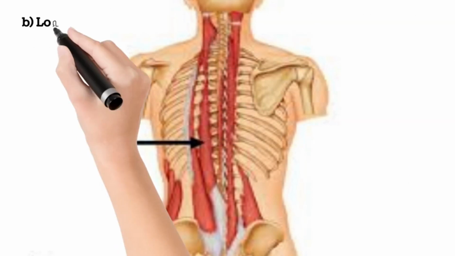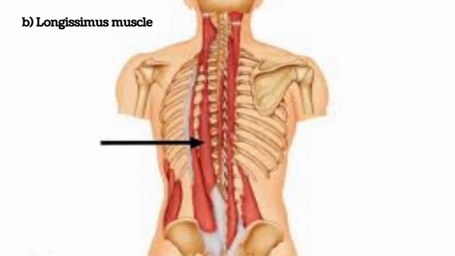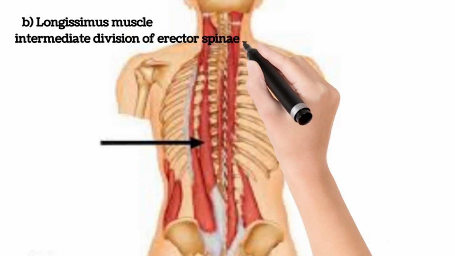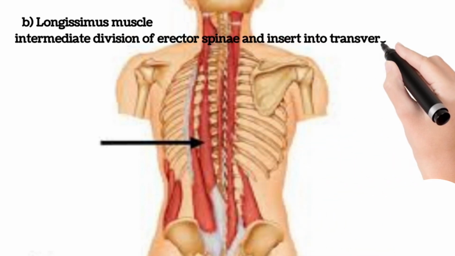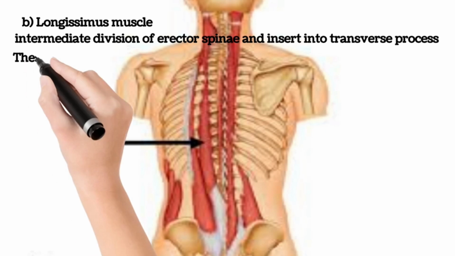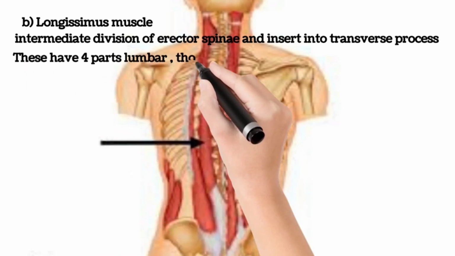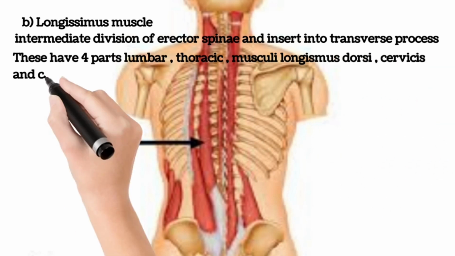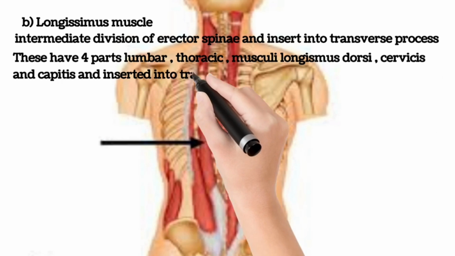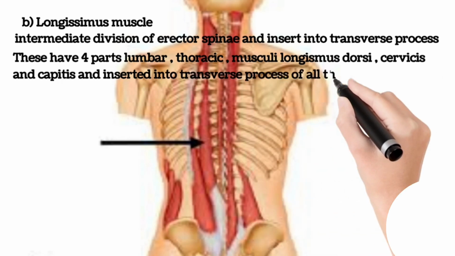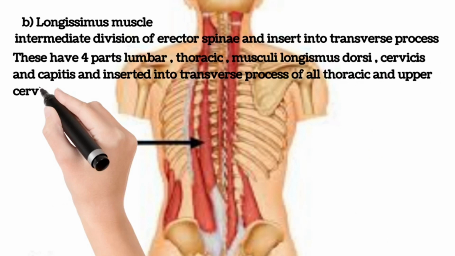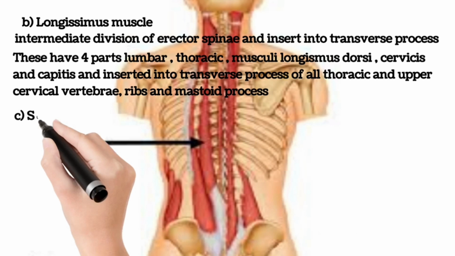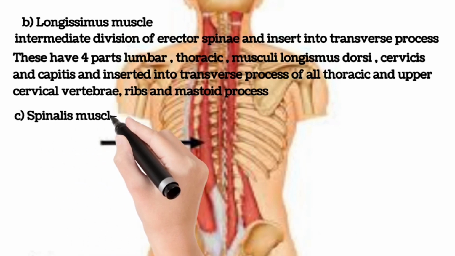Now the second one is longissimus muscle. Now this muscle is the intermediate division of the erector spinae and is inserted into transverse processes. These have four parts: lumbar, thoracic, cervicis, and capitis, inserted into transverse processes of all thoracic and upper cervical vertebrae, ribs and mastoid process.